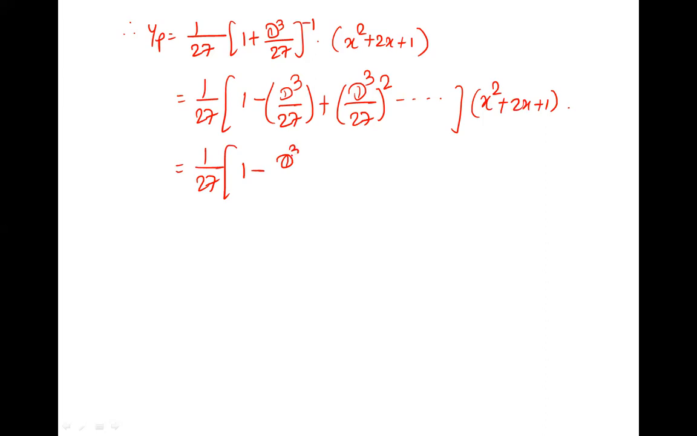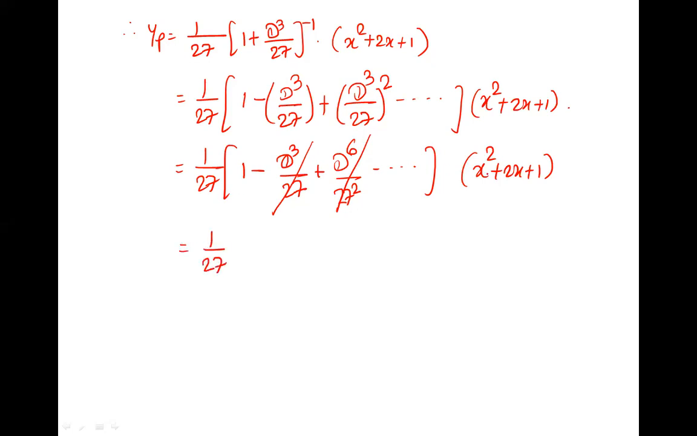1 minus D cube by 27 plus, how much is it? D raised to 6 upon 27 square, these two multiplying each other. But now this is a polynomial of degree 2, so what will cancel here? D raised to 6 by 27 square and D cube by 27 both will cancel. Up to D square will survive, D cube and D raised to 6 are cancelled. So it is just 1 there. So 1 into this, it is x square plus 2x plus 1. Done. This is your y.